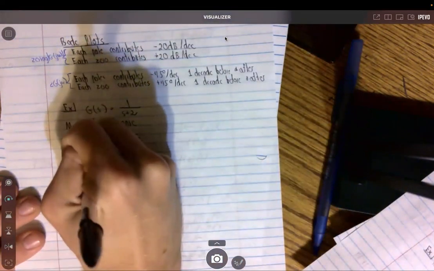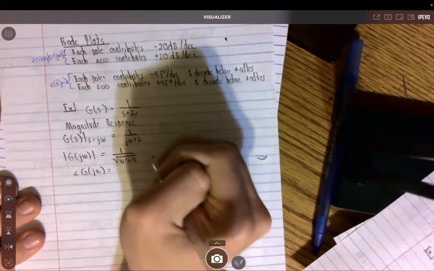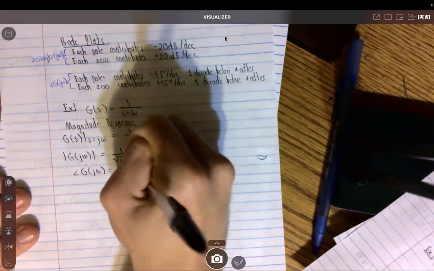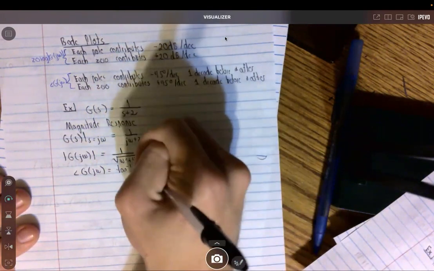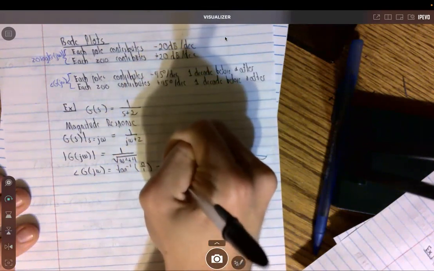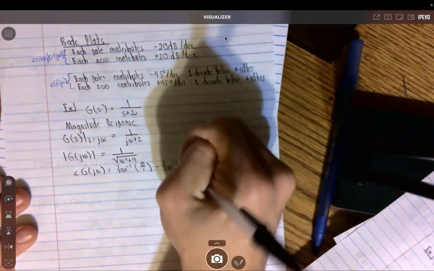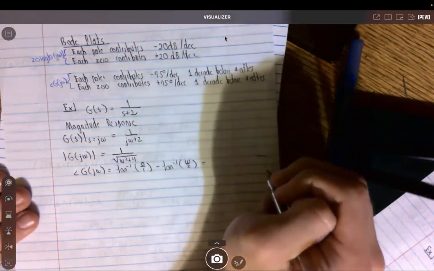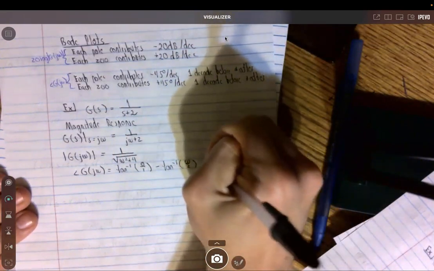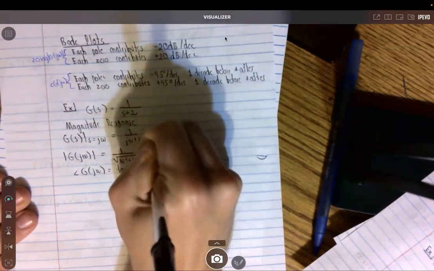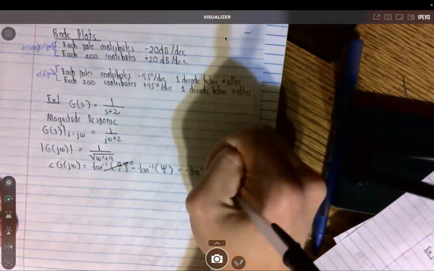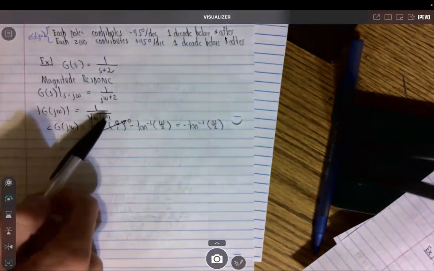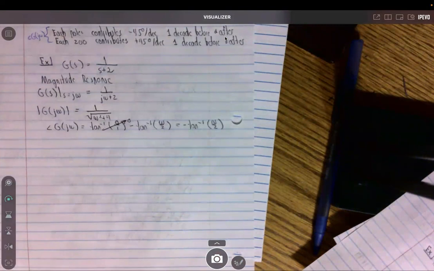And then when you have to do the phase of G(J omega), it's going to be tan inverse. In the numerator, there's no imaginary component, it's just 0, all over the real part, 1 minus... And then what you have in the denominator, tan inverse of your imaginary component, omega over 2. So here it's going to be minus tan inverse, because this one would just be 0, and then this one's going to be omega over 2. And so you can plug in frequencies to determine the response at each value.